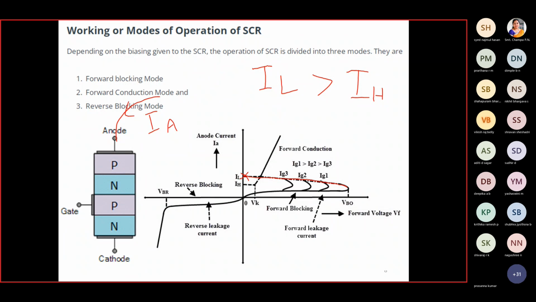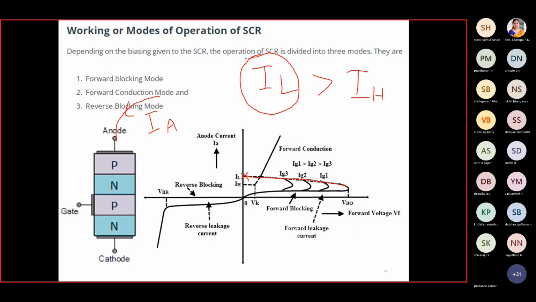Latching current is nothing but anode current. Don't think latching and holding current is a gate current. No, gate current is different. Latching current and holding current are both anode current only. It's a level of the anode current, how much anode current is flowing. The definition of latching current is the minimum anode current required to turn on the SCR, immediately after the gate signal has been removed. That is my latching current.